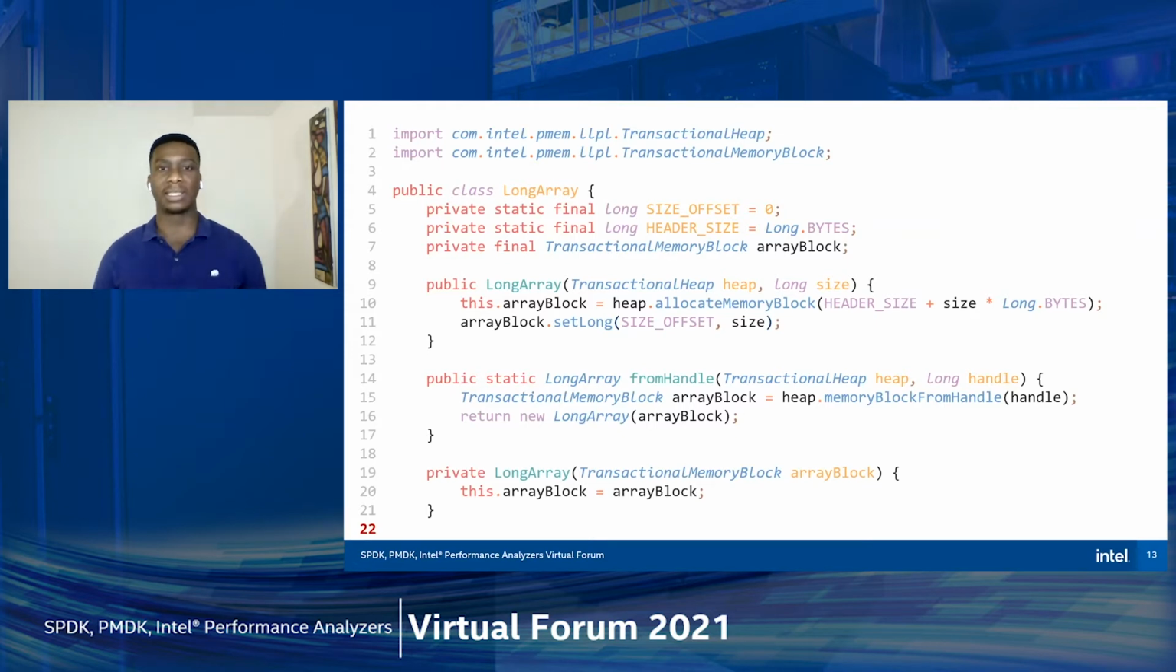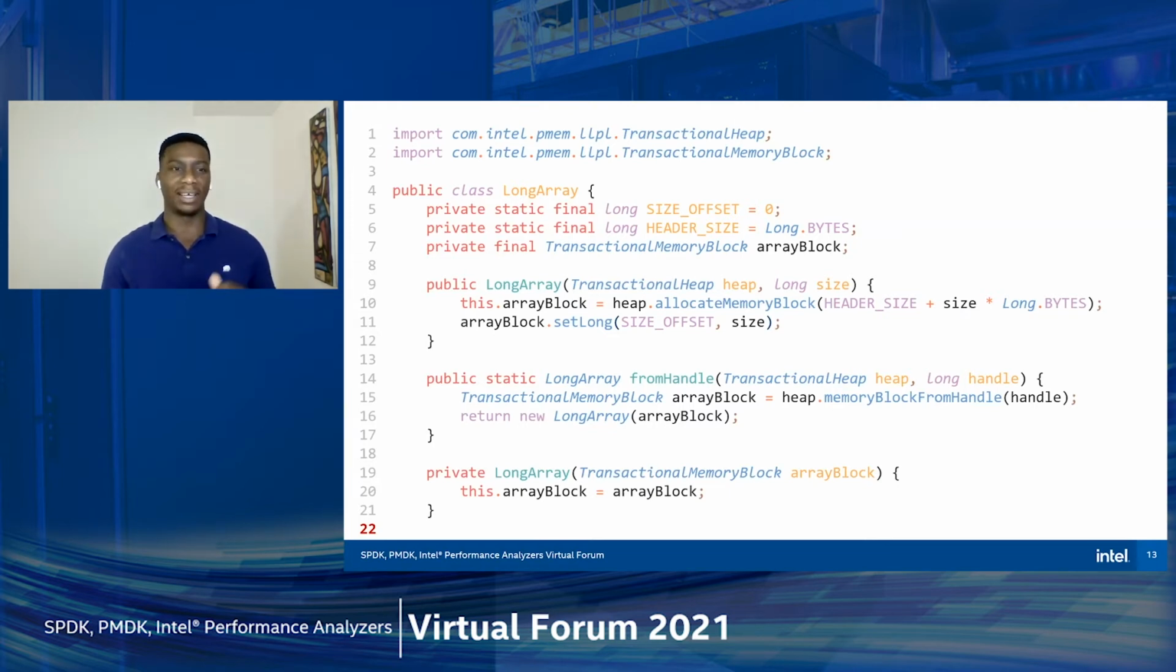On line 14, this is a factory method from handle, which we use to reaccess a previously constructed long array, given a heap and a handle. I talked about a handle earlier, and this is useful in order to reconstruct a memory block or reaccess, in this case, our long array. So on line 15, using the memory block from handle method on the heap, given a handle, it returns the previously allocated memory block associated with that handle. And line 16 just calls our private constructor, and it stores this reaccessed memory block into our long array.